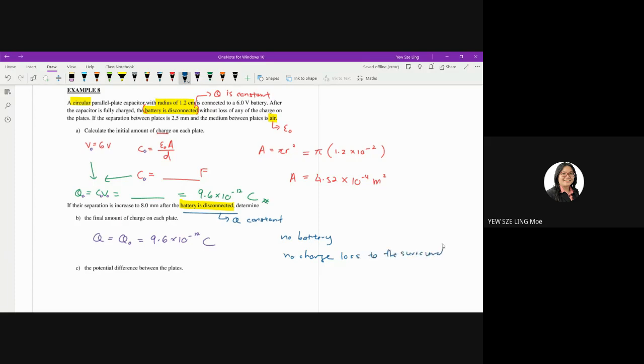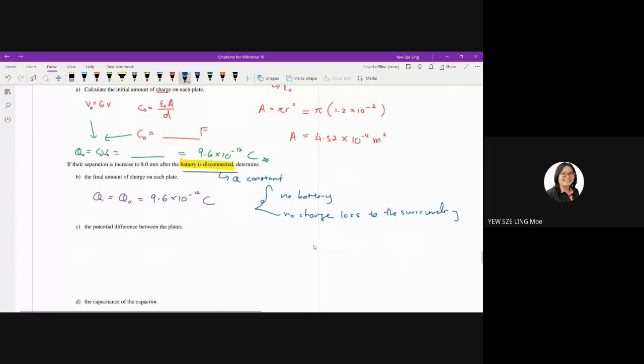So combining these two statements, we came to the conclusion that Q is constant. Therefore, your Q final is equal to the Q initial. Then how about the potential between the plates? Now you are changing the distance between the plates, meaning that you need to calculate the new C.